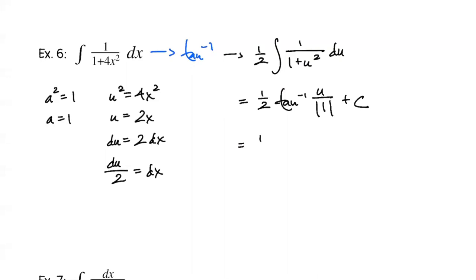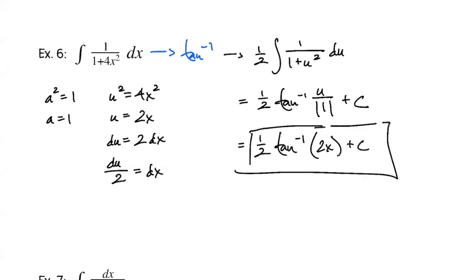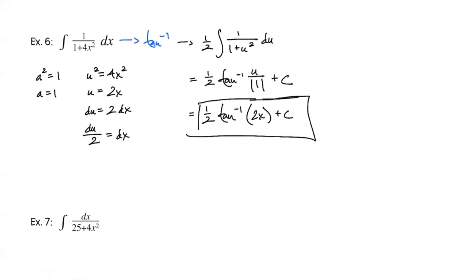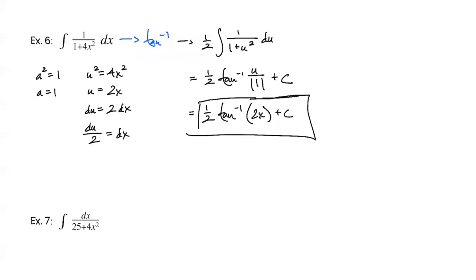And last thing we need to do, we need to put back in our replacement for u. So I have that as my solution for example 6. Okay. So lots of different things where we're using u sub in slightly different ways, right?